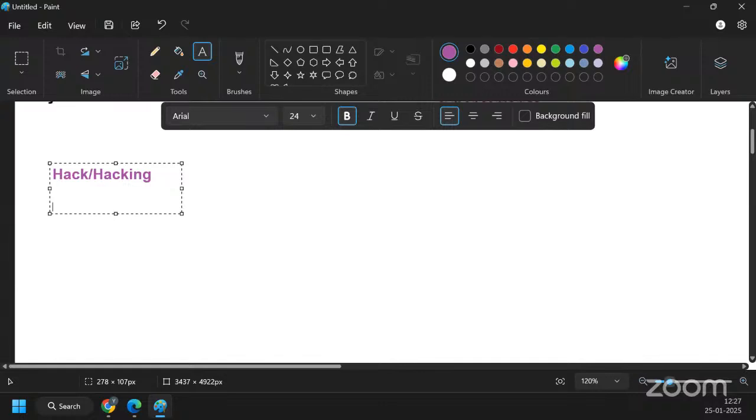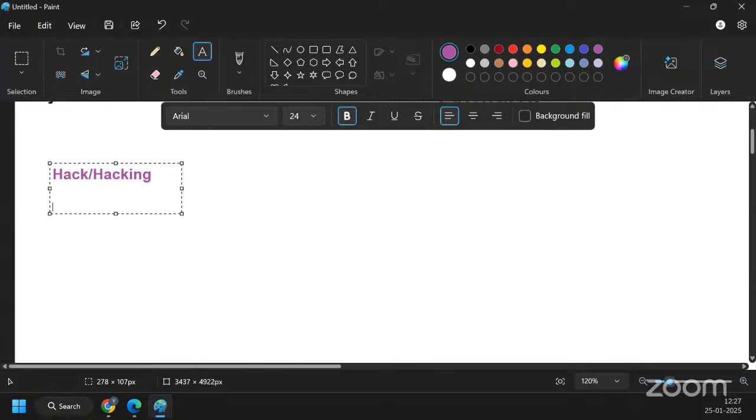That is what we call a hack: when we utilize or access the services without proper permission. We are taking unauthorized access to the system and services without the permission of the person or the owner. That is what we call a hack or hacking.